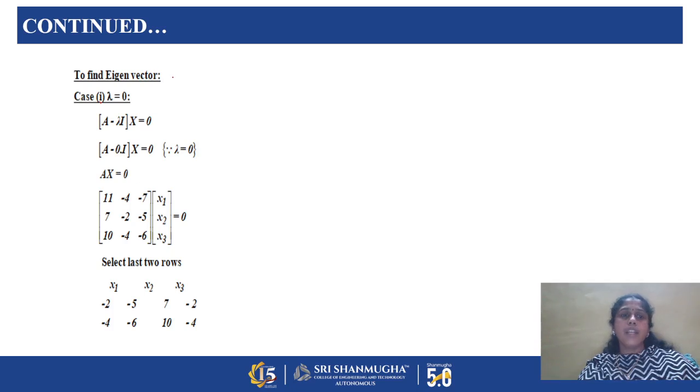Next, I have to find the eigenvector. For the eigenvector, it is (A minus lambda I) x equal to 0. In this, I put lambda as 0. So I get A x equal to 0, where A is the given matrix and x is the vector x1, x2, x3.